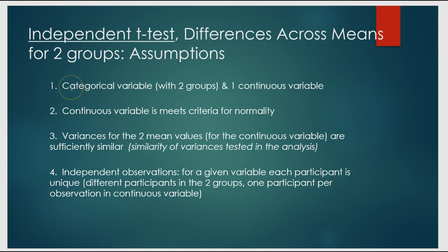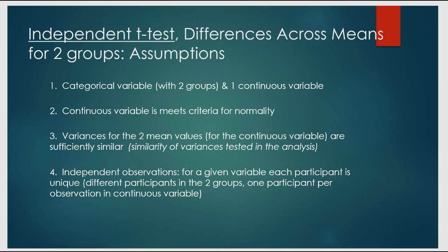And the assumptions are that you have a categorical variable and you look at these means for only two groups. You don't look at those mean values across more than two groups. And you also have a continuous variable that meets the conditions for normality. Another condition is that the variances for these two means are sufficiently similar. For example, the standard deviations for those two means are sufficiently similar.